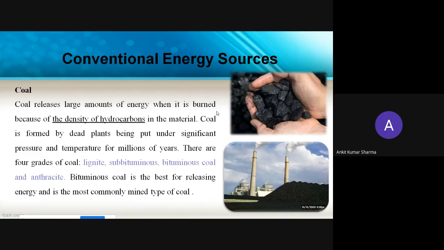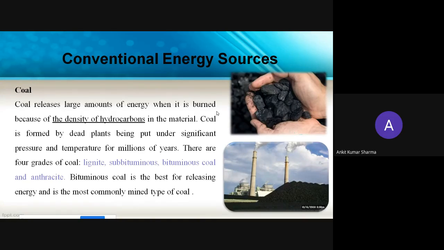The next example is coal. What is coal, and how is it made? It is found in the earth's crust, below the earth's surface. Coal releases a large amount of energy, so it is included in the conventional sources of energy.